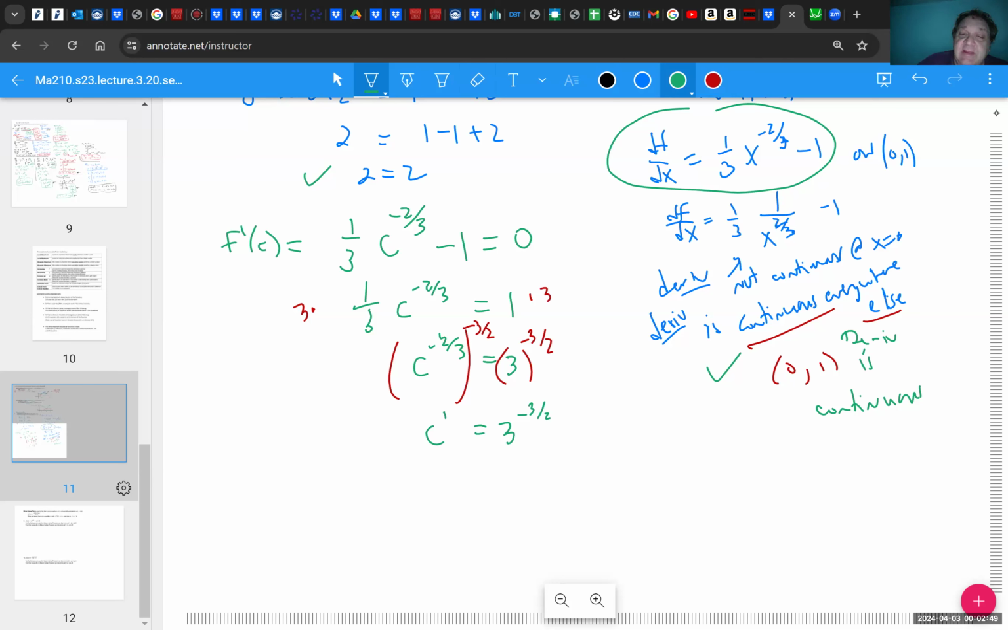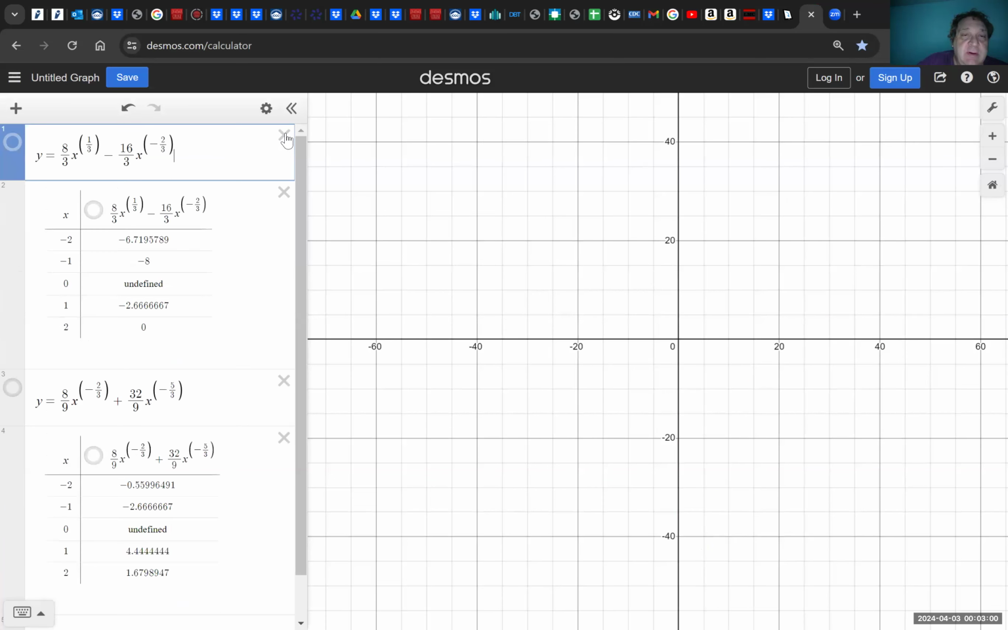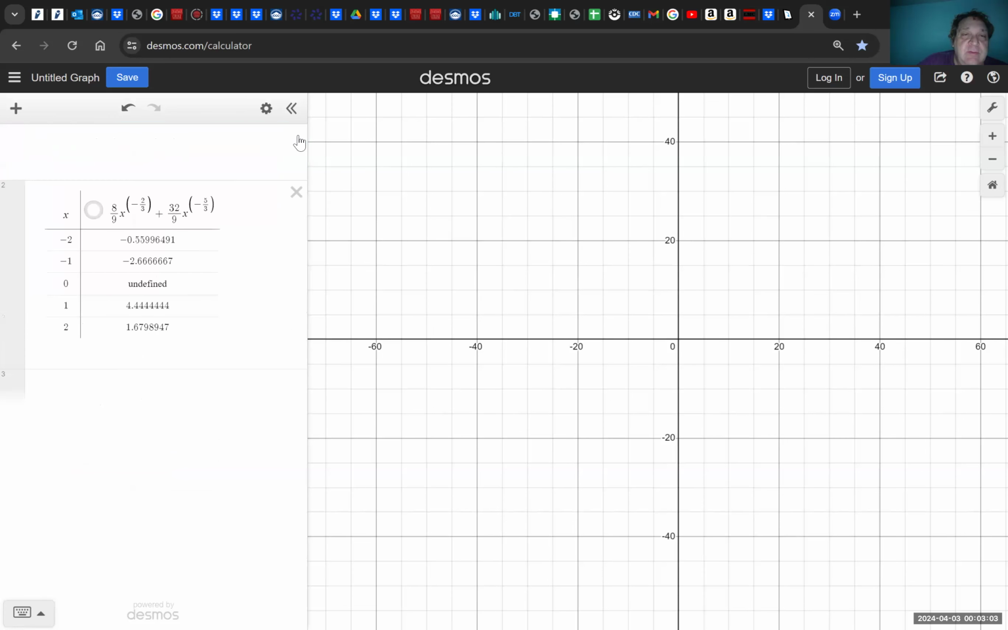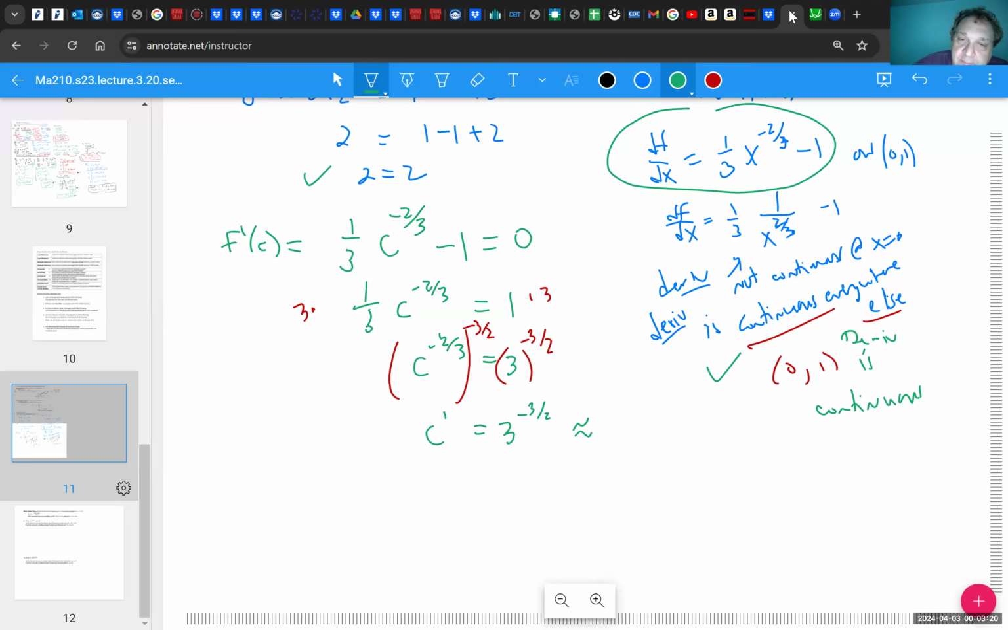Let's verify that this is actually between 0 and 1 by plugging this into some computing device. So 3 raised to the negative 3/2 power is approximately 0.192, which is between 0 and 1.